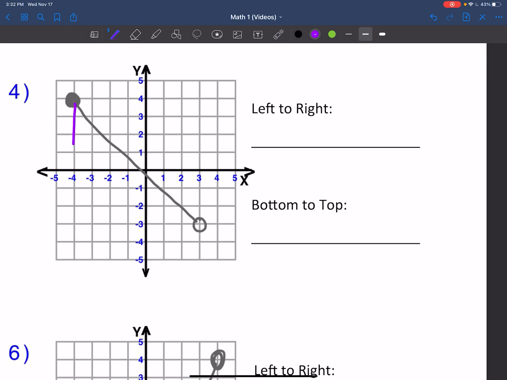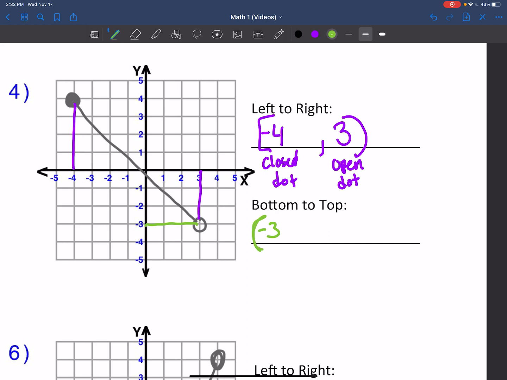So the leftmost side is a -4. It's a closed bracket because it's a closed dot. And it goes all the way to 3 on the right side, which is an open bracket because it's an open dot. The bottom is a -3, and that's an open bracket because we have an open dot. And then on the top, we have 4, and that's going to be a closed bracket because it's a closed dot.